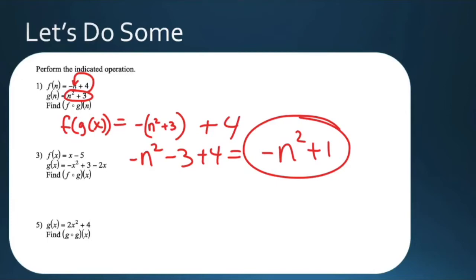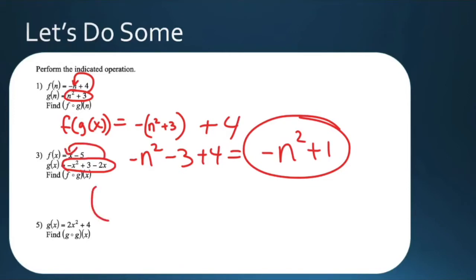All right, number 3. Are we ready for number 3? What goes inside of what? G inside of F again. So I'm going to take this G, the negative x squared plus 3 minus 2x. Where's it going to go? Inside the x above.